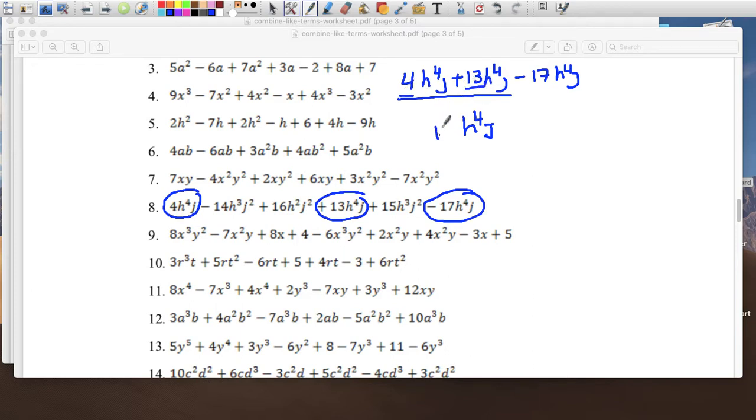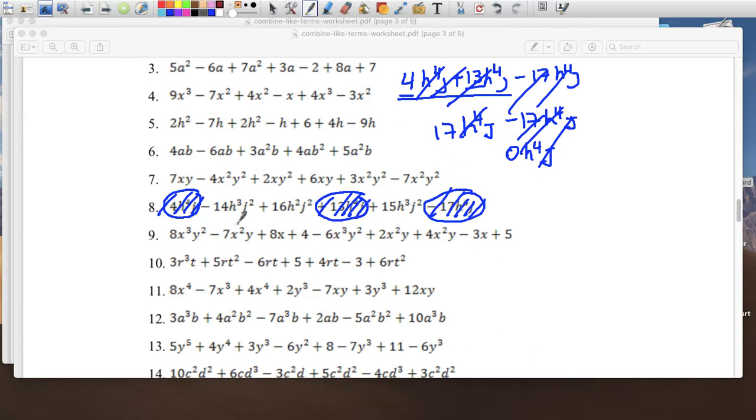4 plus 13 is 17. Minus 17h4j. And this one actually, I'm not even going to change to a subtraction problem, addition problem, because one is positive, the other one. So it's what's 17 minus 17? It becomes 0. And we're not actually going to write 0h4j. Actually, even better yet, all that disappears, because it becomes 0, and we don't need to write 0.